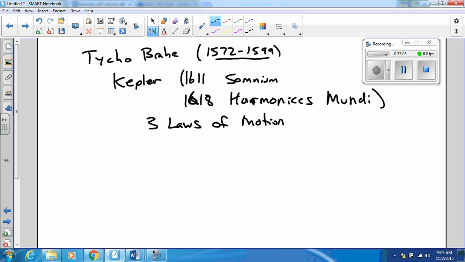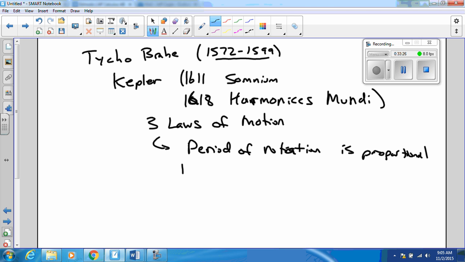But importantly, one of the laws of motion that he discovers is that the period of rotation of these planets is proportional to the distance to the 3/2 power, which is kind of wild.